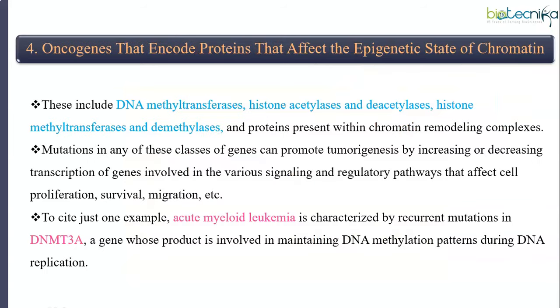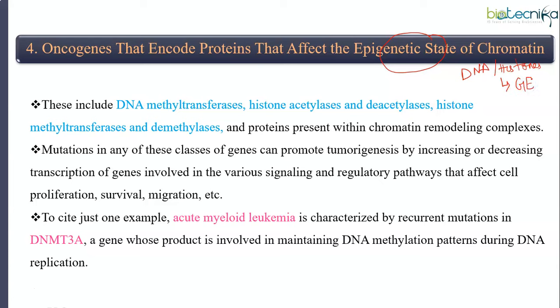Next we have the oncogenes that encode proteins affecting the epigenetic state of chromatin. Epigenetic means there are some temporary changes or post-translational modifications occurring at the chromatin level. So it could be either in the DNA or in the histones. That means we have phosphorylation, methylation, acetylation, all of which are involved in regulating gene expression.